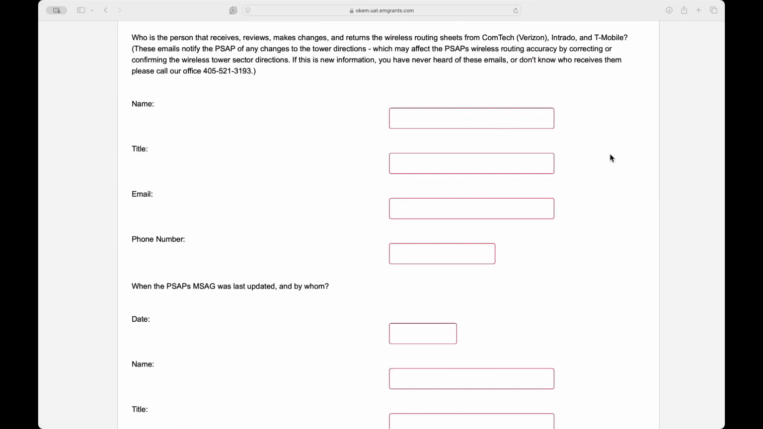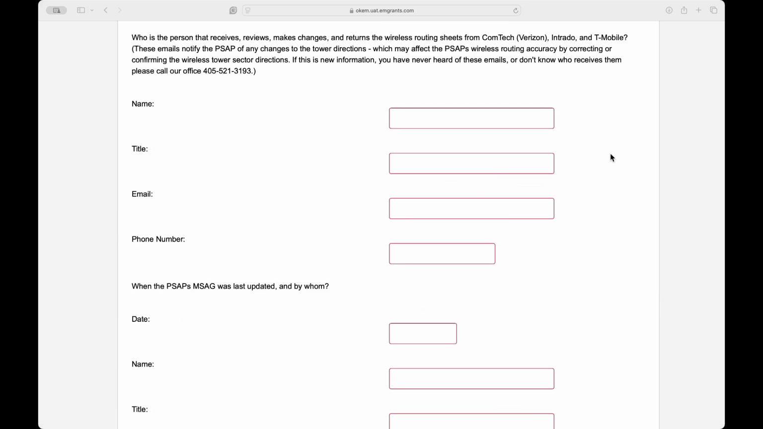Verizon, Intrado, or T-Mobile. These are something, if the tower had some kind of maintenance or a storm knocked the tower a different way, they're going to email you, let you know, hey, you need to check this sector. Comes in a really big spreadsheet, and it'll give you all the information you need, a link to check that tower sector in your call boundary. So this is what we're asking for this. If you have questions on this, you can always give me a call or shoot me an email, but this is about the wireless routing sheets.